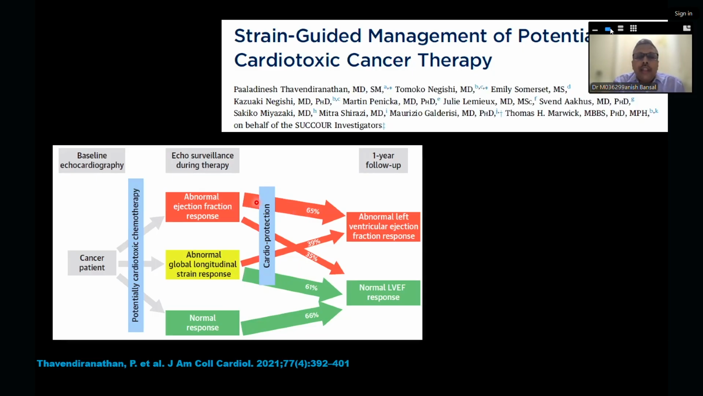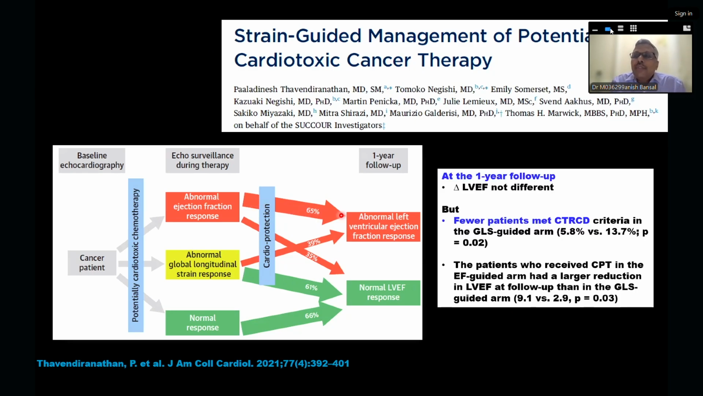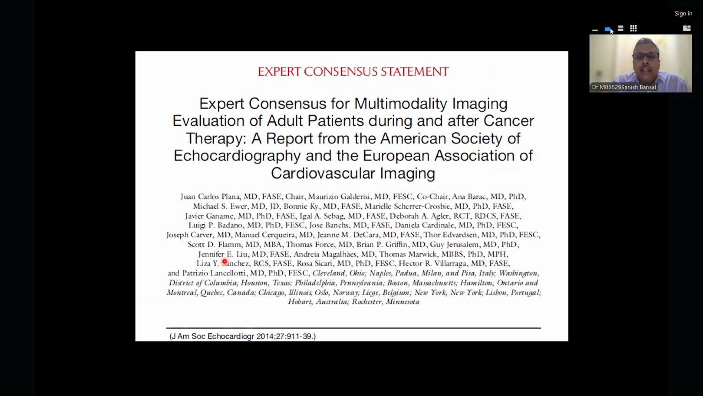So when EF dropped, if they were put on a beta blocker and ACE inhibitor, 65% still had a drop in EF. Although the overall change in EF was not that much because cardiotoxicity did not occur in that many patients in this study, so it ended up being an underpowered study. But numerically, there were indications that strain imaging guided treatment was better. And these studies and other studies are the reasons why guidelines recommend use of strain imaging for monitoring treatment in patients who are receiving cancer chemotherapy.